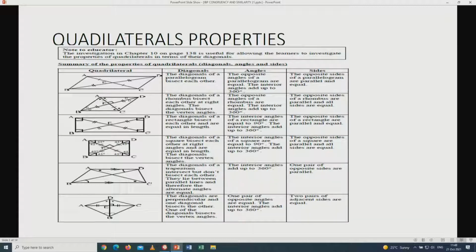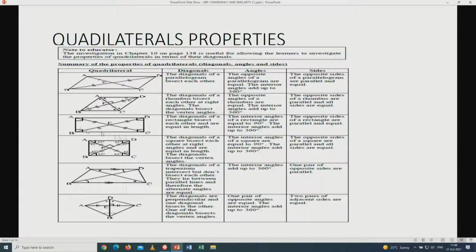Now that is a property of a rhombus. And the opposite sides of a rhombus are also equal. The opposite sides of a rhombus are parallel and all sides are equal. Opposite sides parallel, but all sides are equal. So all those elements are very important for you to remember when we prove our congruency or similarity. We'll come back to that one.